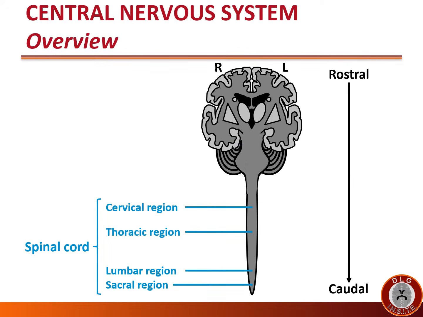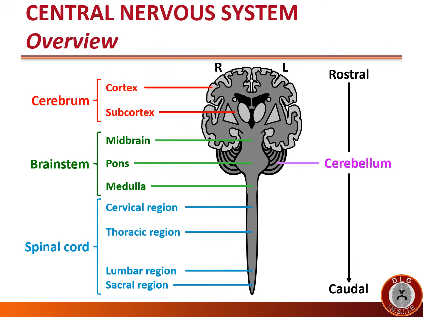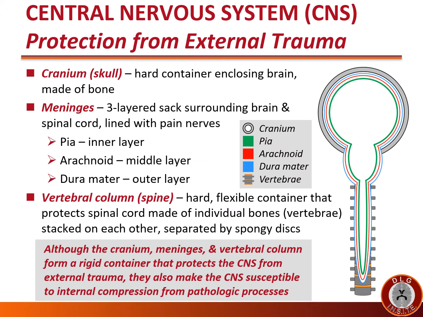Caudal to the brainstem is the spinal cord with its 4 regions: cervical, thoracic, lumbar, and sacral. Here, the 4 main areas of the central nervous system, the cerebrum, brainstem, cerebellum, and spinal cord, are all labeled on one slide. The central nervous system, or CNS, requires protection from external trauma.